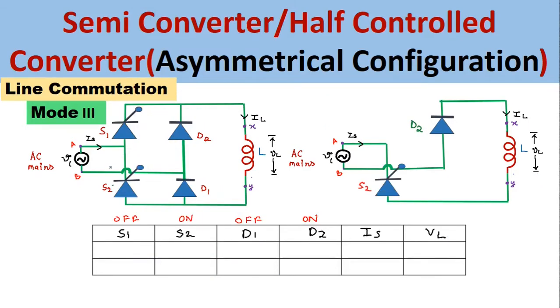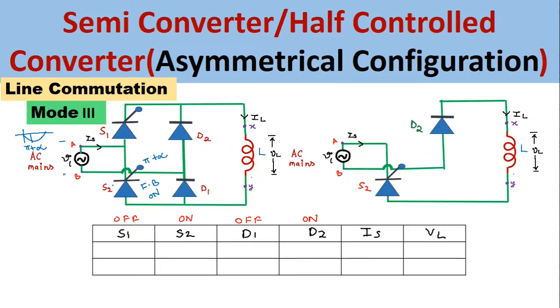Next mode is mode number 3. This mode number 3 also occurs in the negative half cycle of the AC input signal after the instant pi plus alpha. So after the instant pi plus alpha, what happens? A triggering pulse is given to this SCR2. SCR2 is already in the forward bias condition, as we discussed in mode number 2, but when we give a triggering pulse to this SCR2 at instant pi plus alpha, it goes into the on condition.